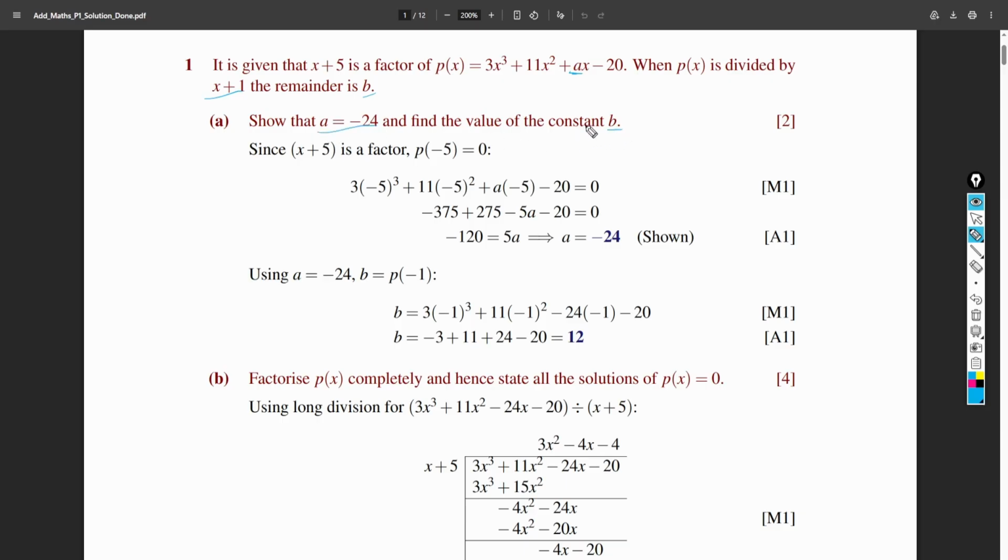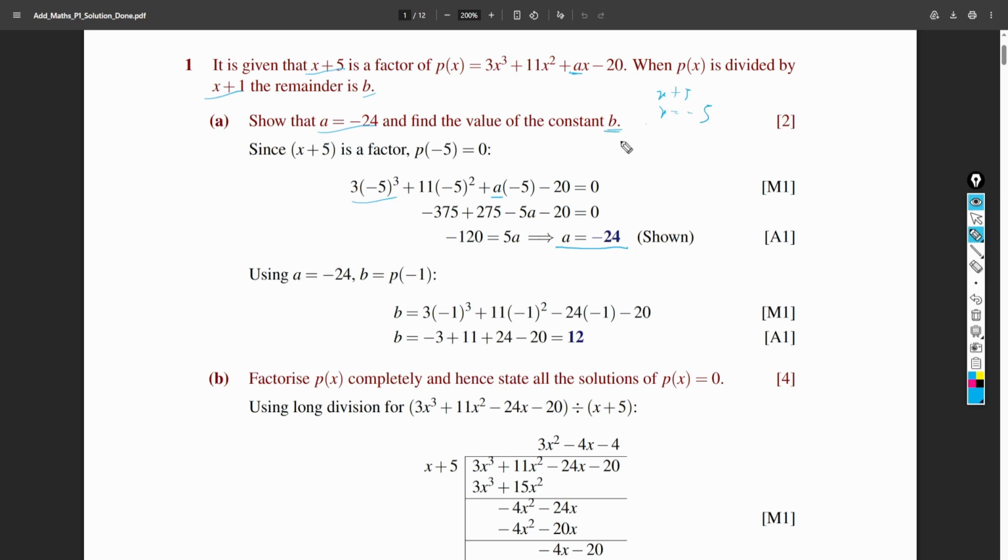So for the first part, since we know that x plus 5 is a factor, using the factor theorem, p of minus 5 means x is equal to minus 5, and if we set this minus 5 into the function, we should get 0 since x plus 5 is a factor of this expression. So we set it to minus 5, and then we set it to 0, and since it's one variable and one equation, we can simply solve for a and we get minus 24, and then we need to find the value of the constant b.